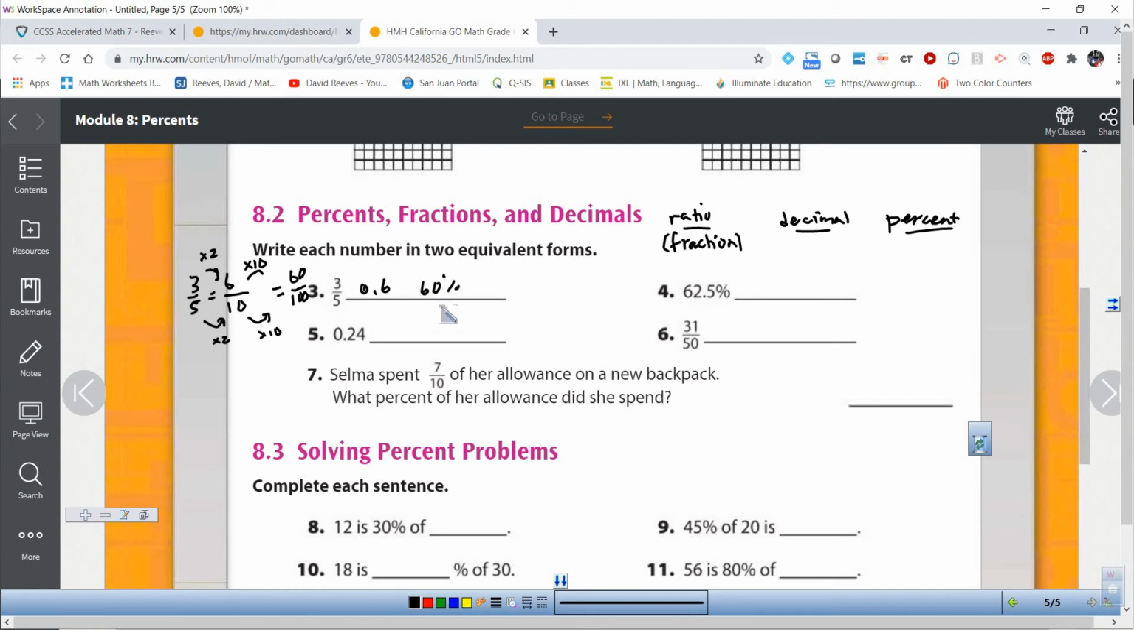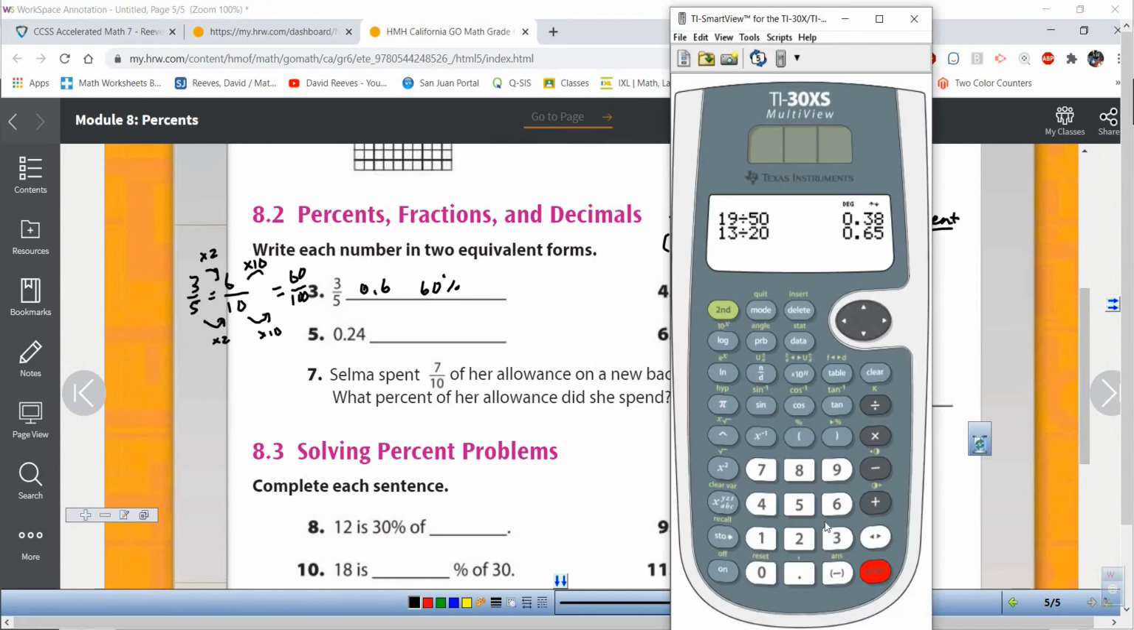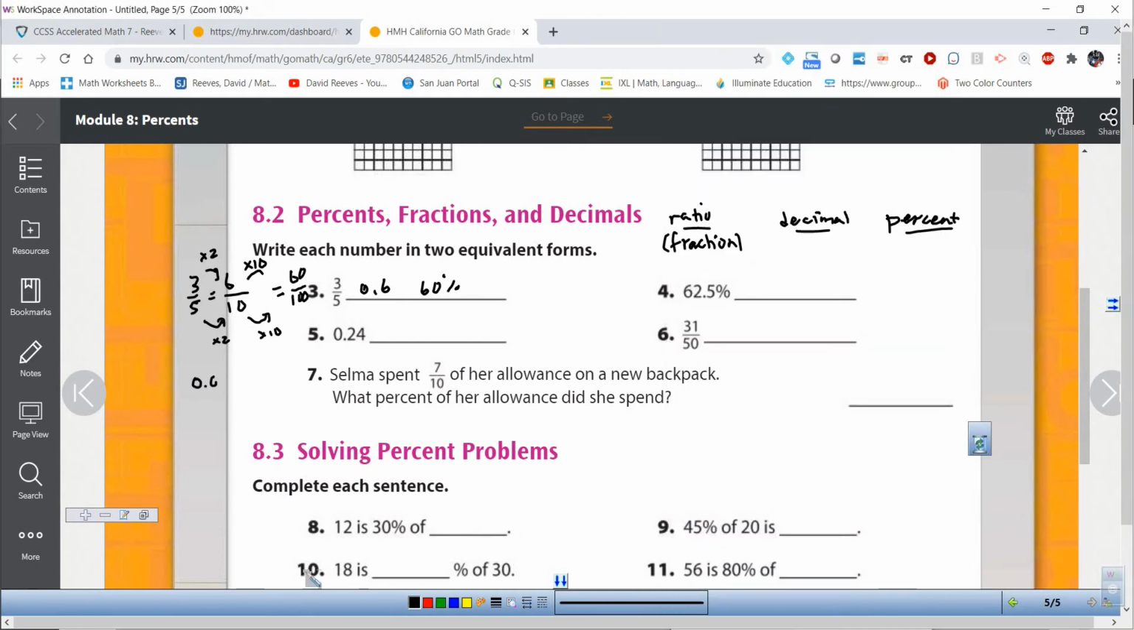All right. So again, decimals are powers of 10. Percent is always out of 100. So if the numbers are nice and clean, you could just do it that way. But just a reminder, you can always use your calculator. The numerator divided by the denominator, there we get that 0.6. And then if I move the decimal 2 places to the right, 1, 2, I'm going to have to fill that space in with a 0. There's my 60%. Okay?